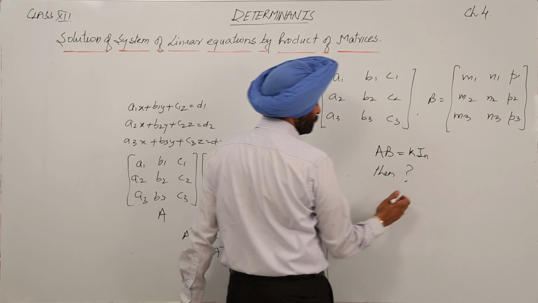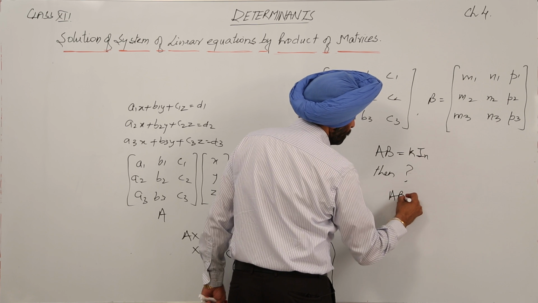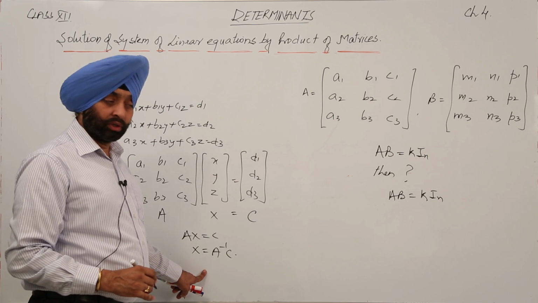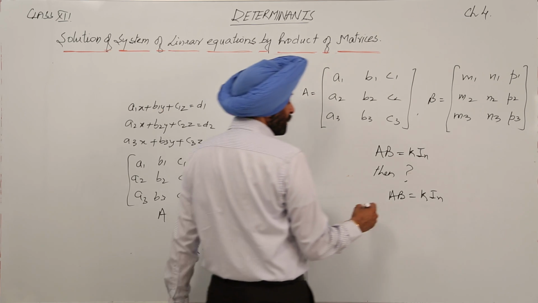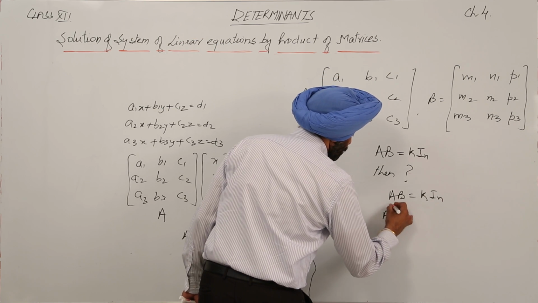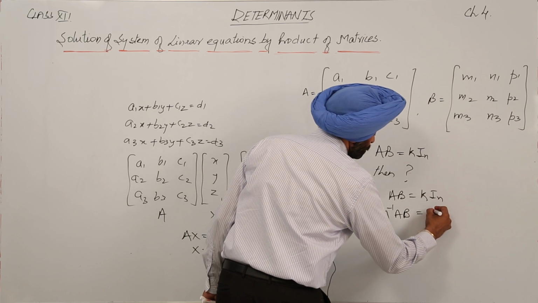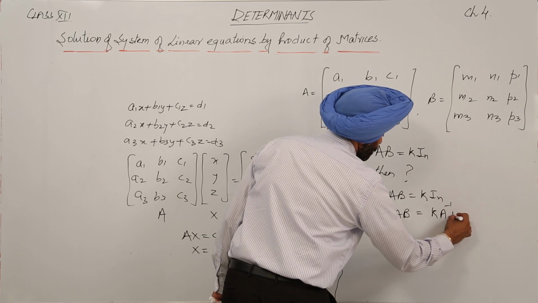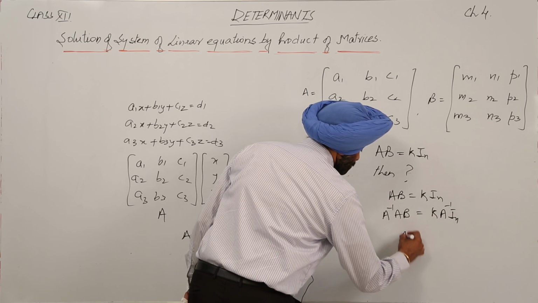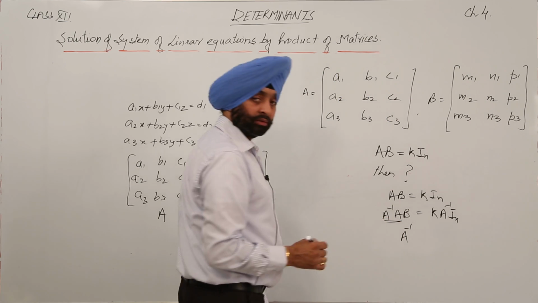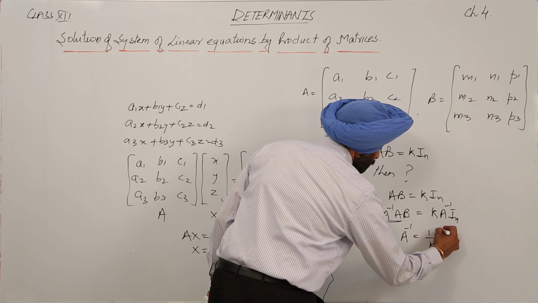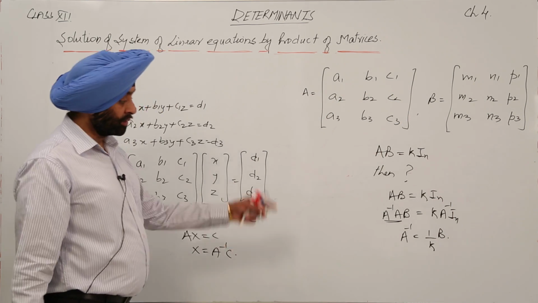Now we want A inverse from that side. Here we have AB is equal to K times the identity matrix. Now we want A inverse on that side, so what are we going to do? We multiply by A inverse on both sides. We get A inverse A B is equal to K A inverse with the identity matrix. Is it okay? Now A inverse A becomes the identity matrix. So what is A inverse? It is 1 upon K with B. This becomes A inverse.